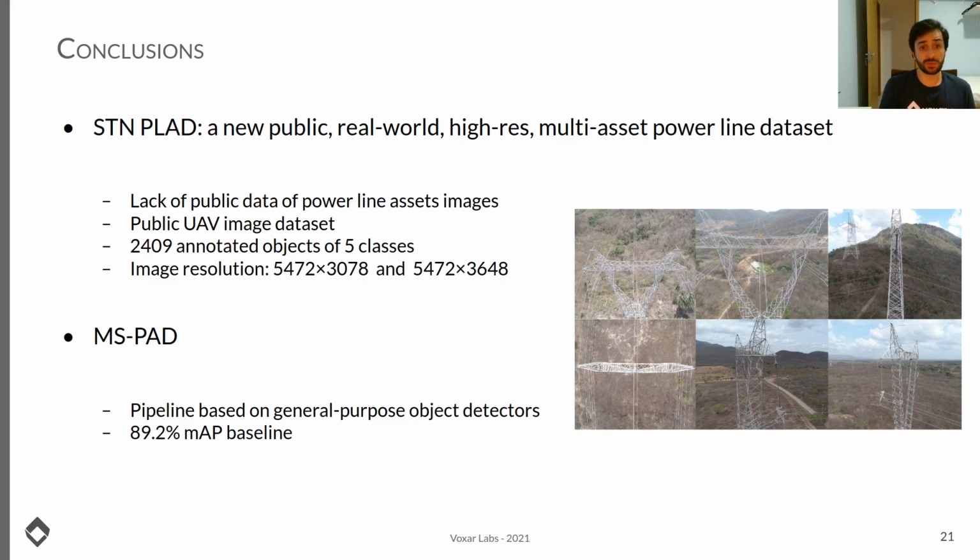We also propose the MS-PAD pipeline to improve the object detection performance of general purpose object detectors such as SSD and Faster R-CNN, and we were able to achieve an 89.2% mAP. So this is the baseline to be beaten.